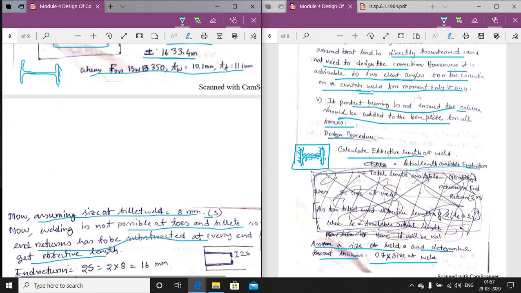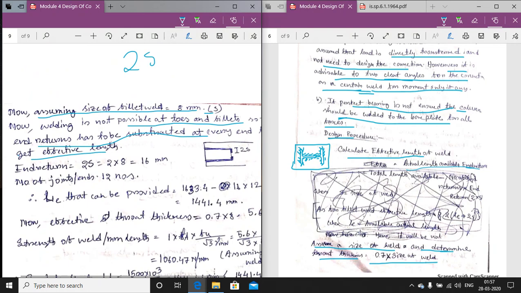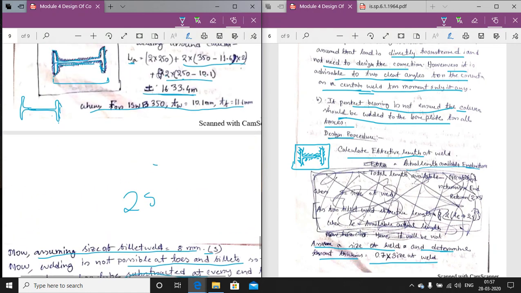What is the formula for the end return? 2 into S, S equals the size of the weld. So size of the weld equals 8 mm. So 2 into S equals 16 mm. So for each joint, end returns are provided. If this is the member, if this is the welding, end returns are provided at the joints. This is the end return, this is the end return, and this is the end return.